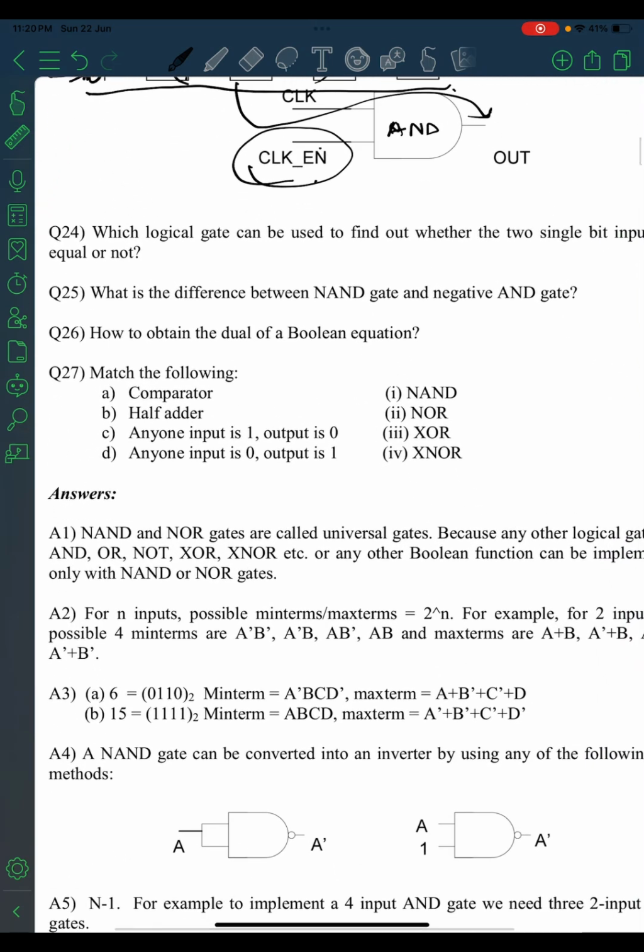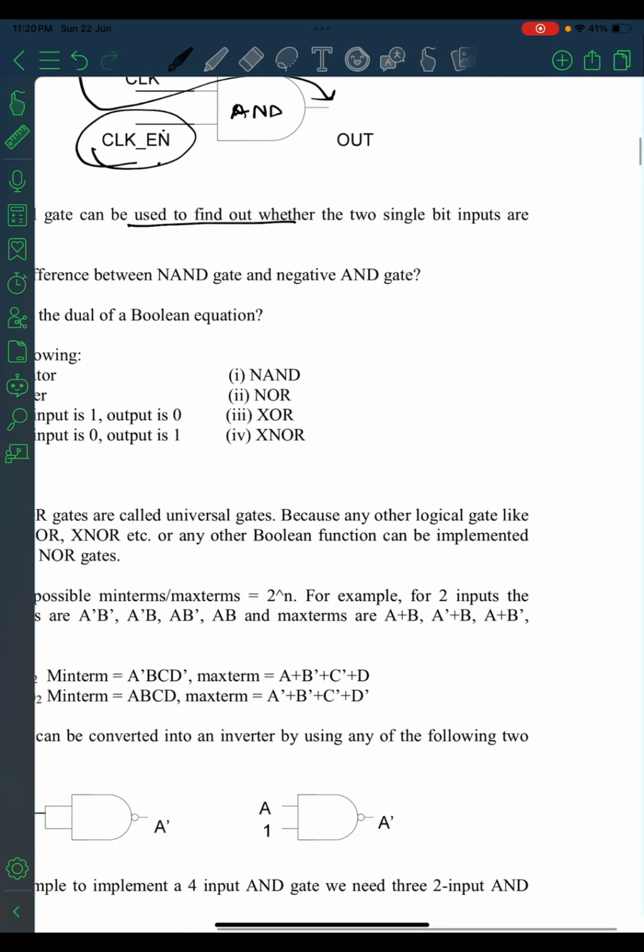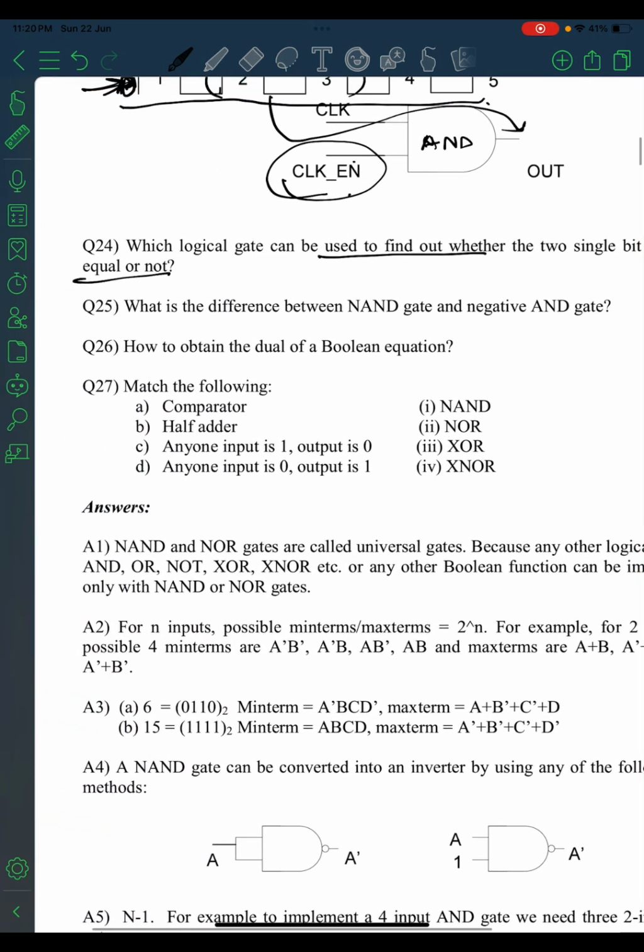Which logical gate can be used to find out whether two single-bit inputs are equal or not? It is again XNOR. So for 0,0 and 1,1, the output is 1. Whenever both are equal, it is 1.